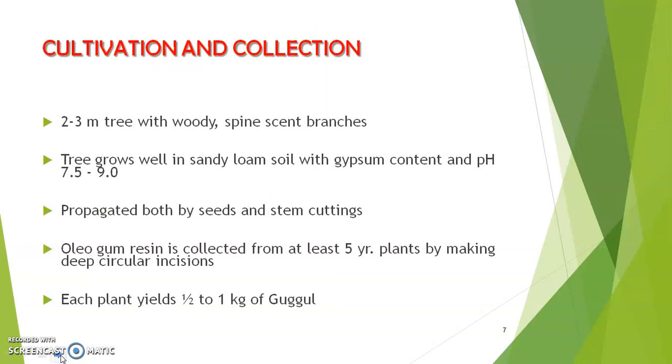Cultivation and collection: 2 to 3 meter trees with woody spines and branches. The tree grows well in sandy loam with a gypsum content of pH 7.5 to 9. Propagated by both seeds and stem cutting method. Oleogum resin is collected from at least 5-year-old plants by making deep circular incisions. Each plant yields half to 1 kg of Guggul.